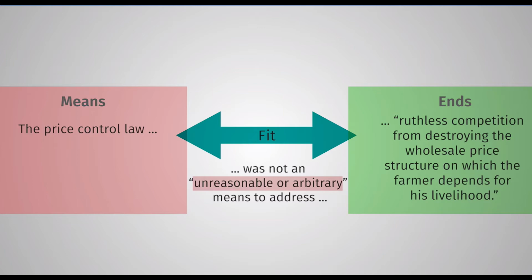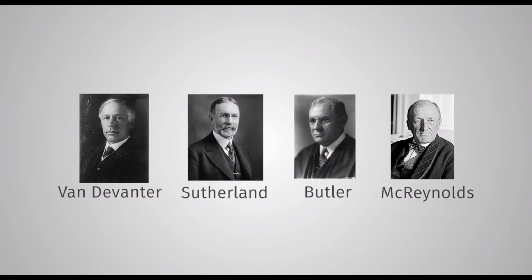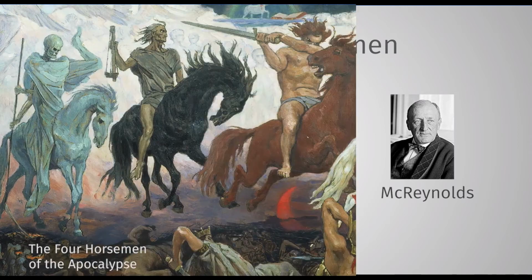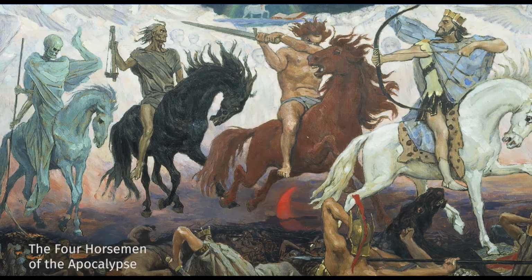Now, between 1931 and 1937, Justices Van Devanter, Sutherland, Butler, and McReynolds consistently voted as a bloc to declare unconstitutional progressive federal and state legislation. In fact, this conservative quartet had come to be dubbed by their critics as the Four Horsemen. This is, of course, a reference to the Four Horsemen of the Apocalypse from the New Testament book of Revelation.